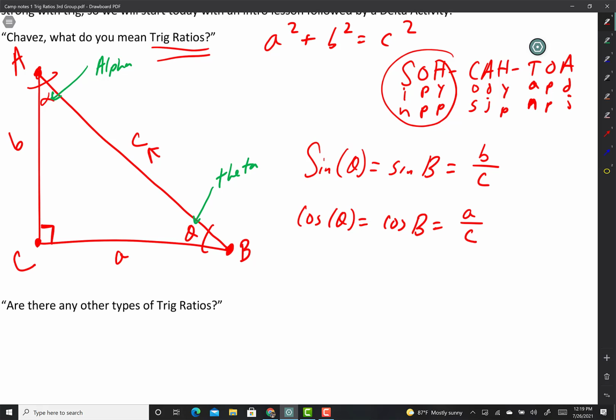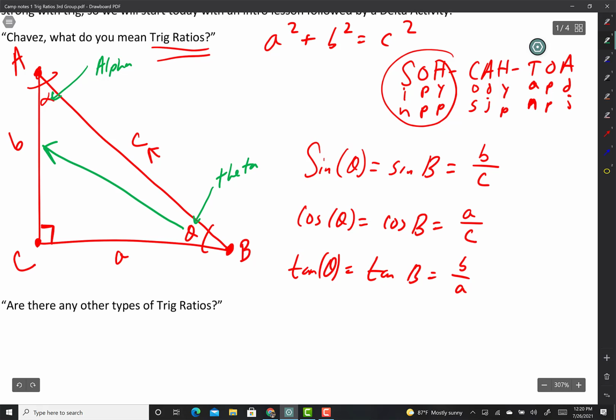Cool? All right, next one, I'm going to write tan theta. So tan theta is the same thing as saying tan B, and tan B is opposite over adjacent, so b over a, and that's it. When I say opposite, some of you guys are like, what? When I say opposite, here's the angle. This is what I mean by opposite. What's opposite of it? See? That b. Cool? And then what's adjacent? The a. The c is already called the hypotenuse.